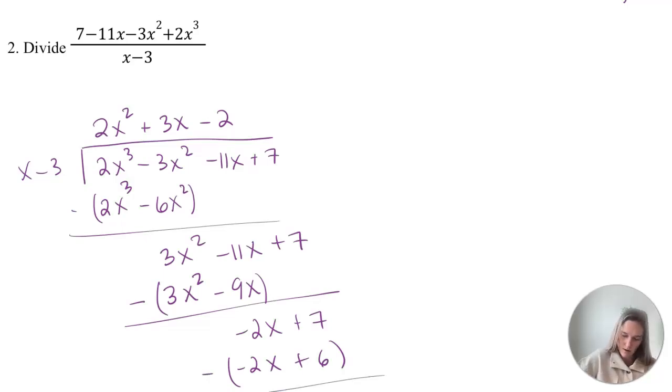Subtract that whole thing, and we get a remainder of 1. All right, so we write the remainder the same way we wrote it in our warm-up problem. So we're going to say, okay, the remainder is 1 over the thing we were dividing by. So x minus 3. All right, and that is your answer.